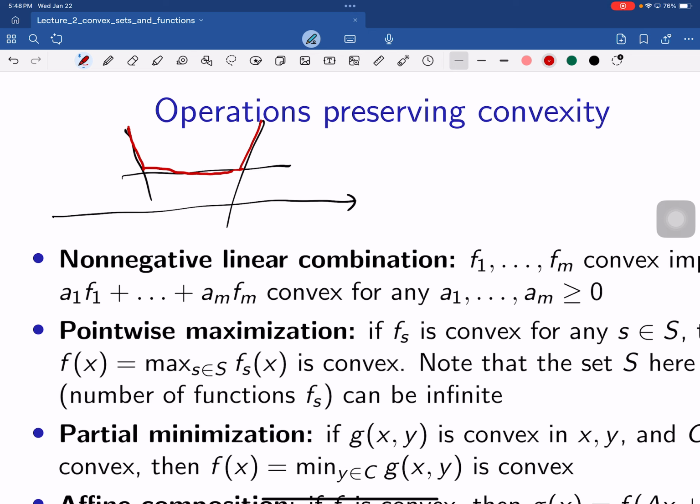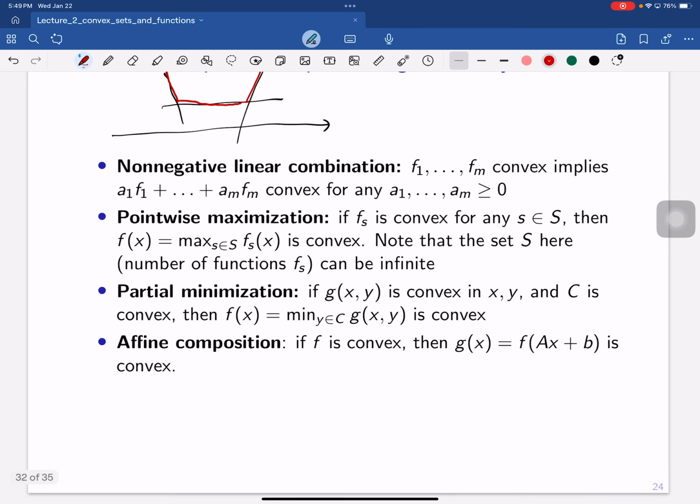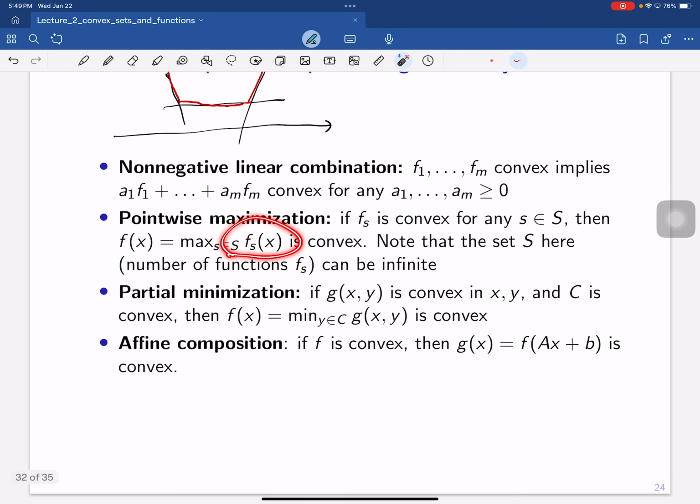And similarly, if you take the minimum of linear functions, that gives you a concave function, okay? Of course, you can generalize linear to any arbitrary convex functions. If you take the maximum, they remain convex. I'm not going to show that. You will show that in your homework. It should be straightforward. Just show that by definition, okay?